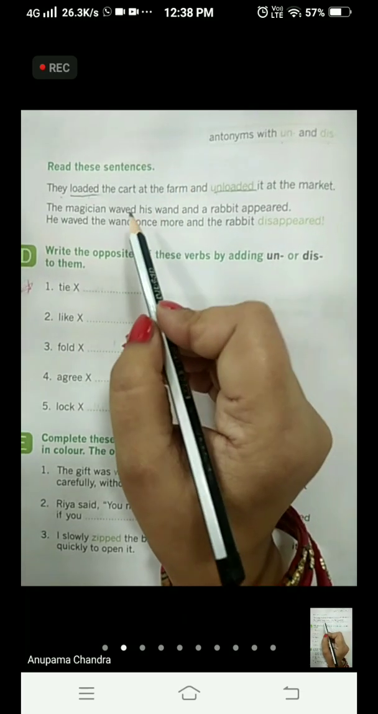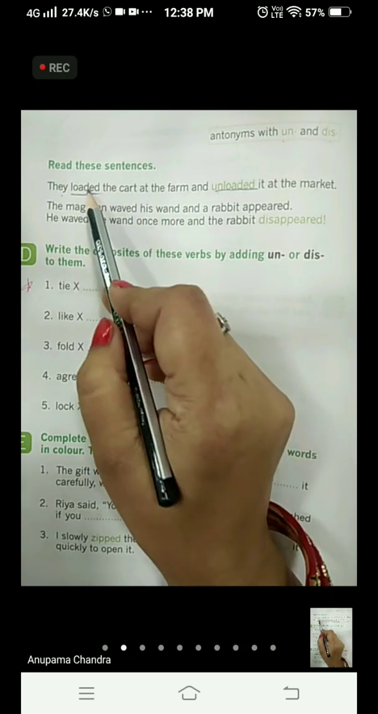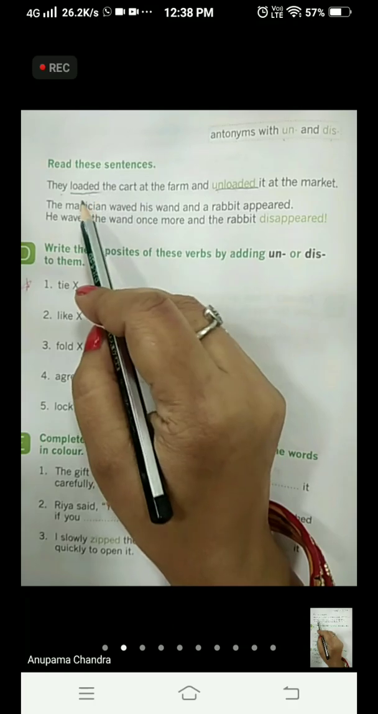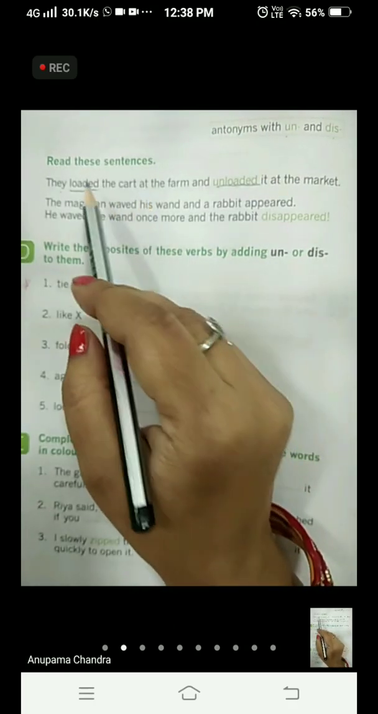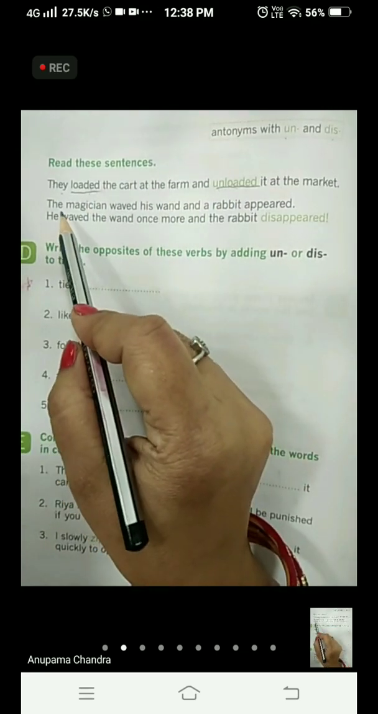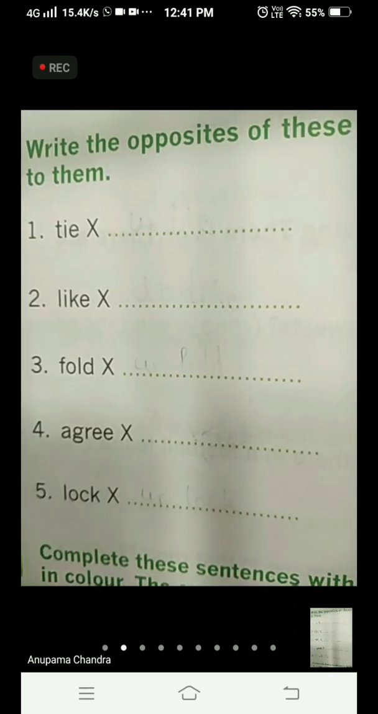The word with a different meaning, or the reverse of it. Here it is loaded and here it is unloaded. So first they loaded the cart and then later on they unloaded the cart. So these become antonyms of each other. Okay? One more we will see. We are going to use un or dis in front of the word to make the antonyms for the given word. Let's see the first one.